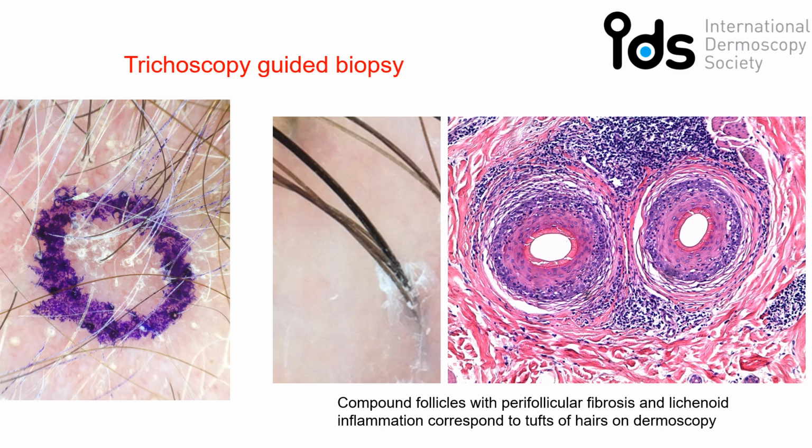This is a nice example of trichoscopy-guided biopsy. You identify the mini tufts with the casts, you encircle them with the surgical marker after using the dermatoscope, and then this is where you biopsy. And you see on pathology, this corresponds to affected follicles surrounded by perifollicular fibrosis and lichenoid lymphocytic infiltrate. These are sick follicles, and they can now be diagnosed as part of lichen planopilaris.